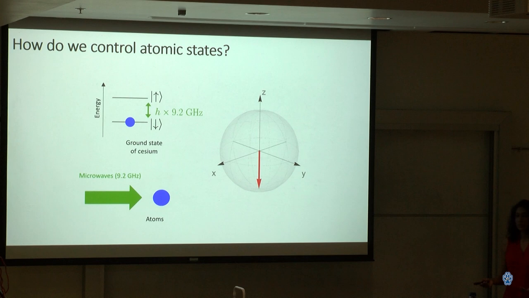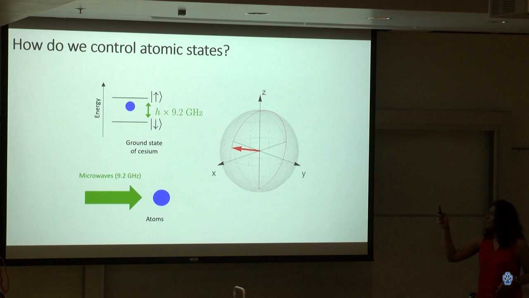And it turns out that if you go on eBay or any supplier, you can get microwave electronics cheaply and readily. So we have a bunch of these electronics in our lab. And if we set it at the right frequency and shoot these microwaves at our atoms, what we can actually do is drive our atoms into the up state and back to the down state.